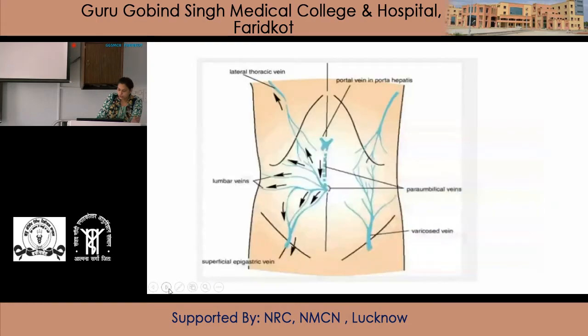So here are the veins which form a network at the level of the umbilicus. Above the umbilicus, they go upward into the lateral thoracic and axillary veins, and downward below the umbilicus they go into the superficial epigastric veins. These are the superficial veins.